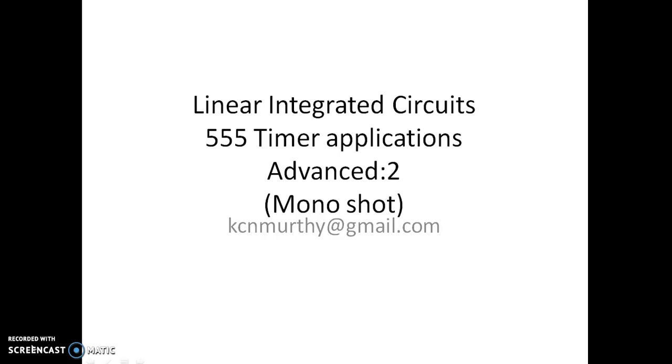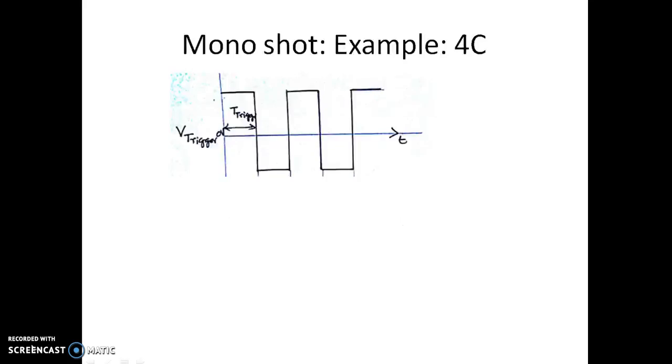So in this we shall see 555 timer applications, the advanced video on monoshot. This is the second video on advanced topics. In the previous video we were discussing if we apply a trigger signal which has both positive as well as negative voltage, how to get a desired pulse width. Suppose we have this as the trigger signal, which has positive as well as negative voltages.